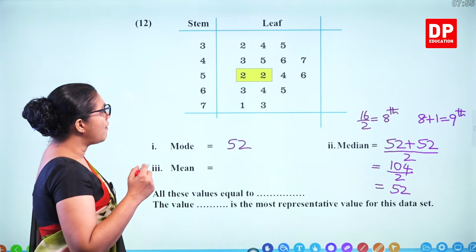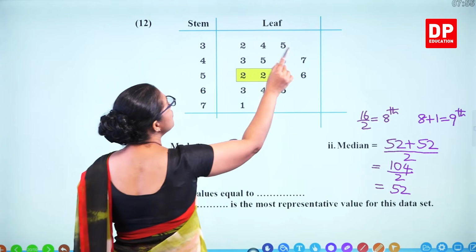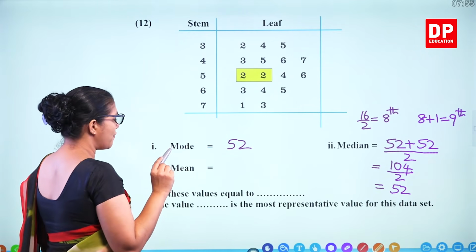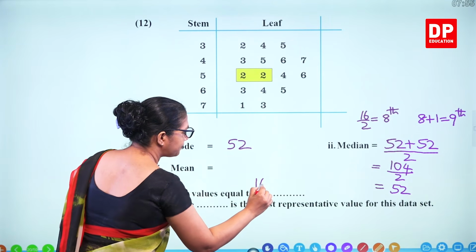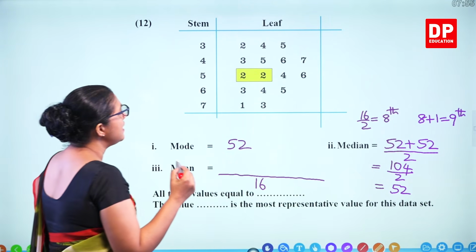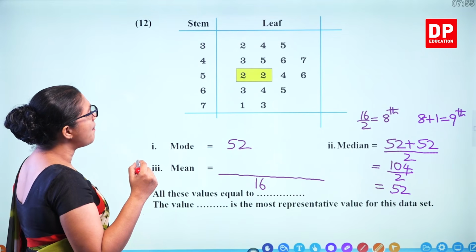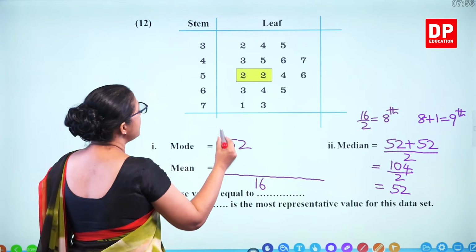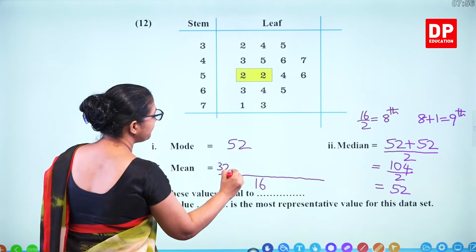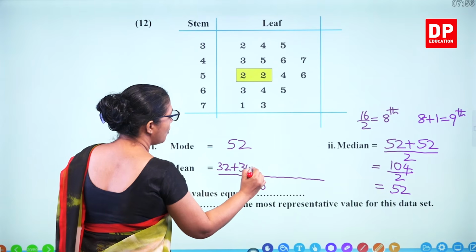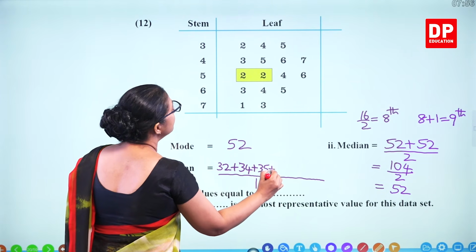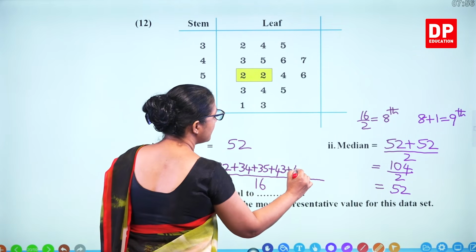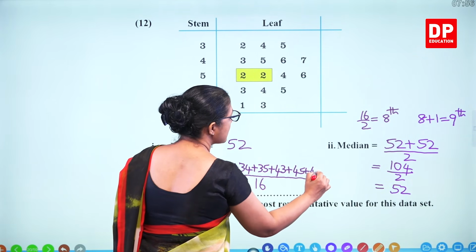How do you find out the mean? Add everything and divide by 1, 2, 3, 4, 5, 6, 7, 8, 9, 10, 11, 12, 13, 14, 15, 16. So you have to divide by 16. So do that now. Divide by 16. Take the sum of all numbers. So we'll first write down what are the numbers. 32, 34, 35. Then 43, 45, 46, 47.